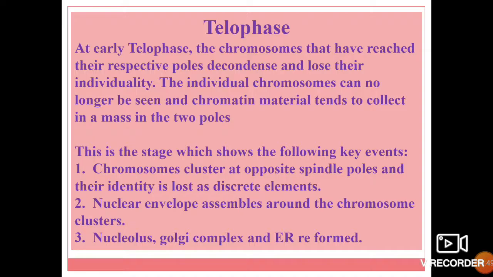The organelles also start reappearing, and by late telophase, there is a constriction at the center of the mother cell. So it forms a dumbbell-like structure with two bulges on the sides, with two nuclei on two sides, and within those nuclei 23 pairs, that means 46 chromosomes, on each of the two sides.